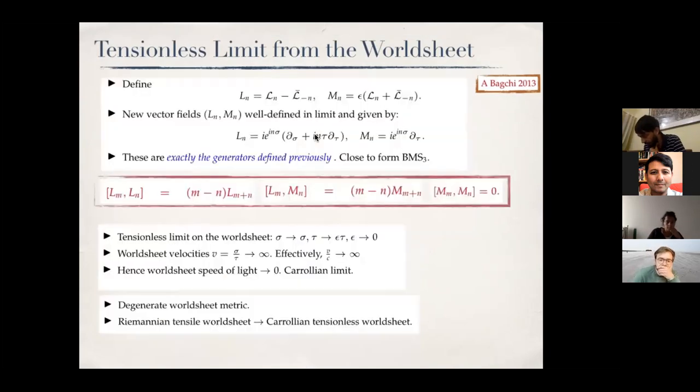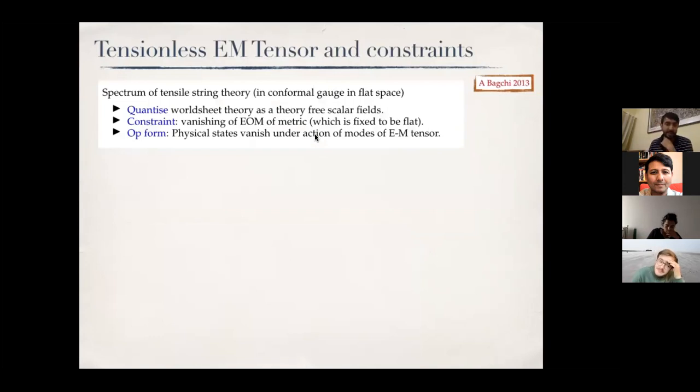Okay, this is fun. Let's do some very naive analysis. In order to get the spectrum of the tensile string in conformal gauge, what do we do? We quantize the free worldsheet theory, a theory of free scalars. Then we have the constraints which appear from the vanishing of the equations of motion of the metric, which are essentially fixed to be flat. The physical states must vanish under the action of the modes of the energy momentum tensor, T and T bar.